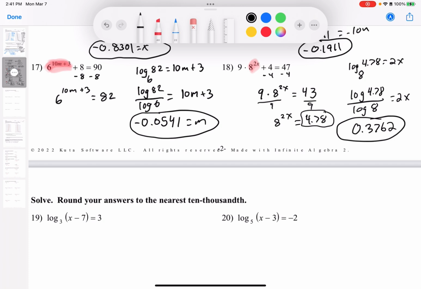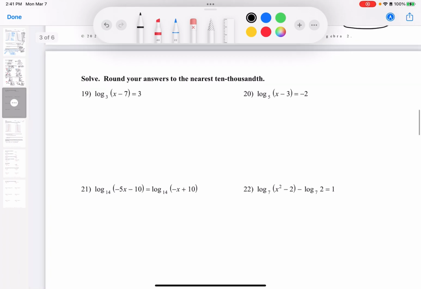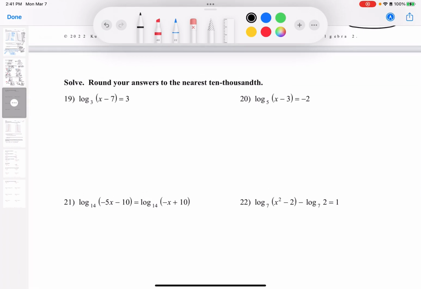All right. Looks like the next 4 or so, we've got logarithms. Remember, when we're doing logarithms, you have to have a single log equal to something. It's always a single log equal to something. So if we look at 19, we have a single log equal to something. Since it's in logarithmic form, we're going to put it in exponential form. That's the same thing as 3 to the third is equal to x minus 7.